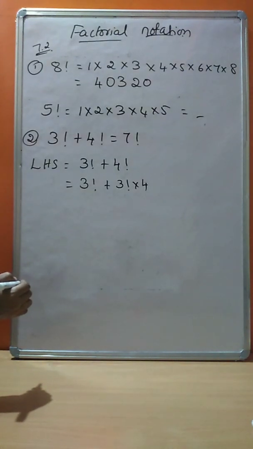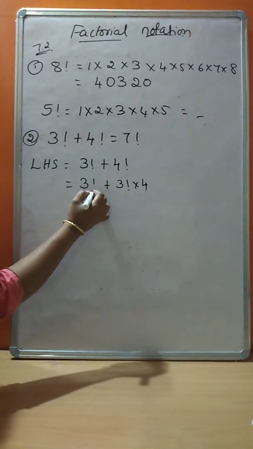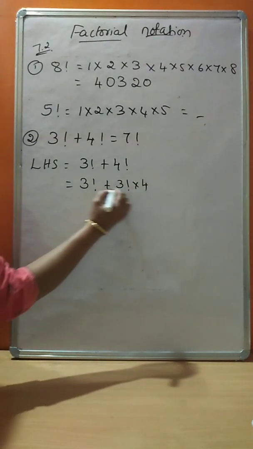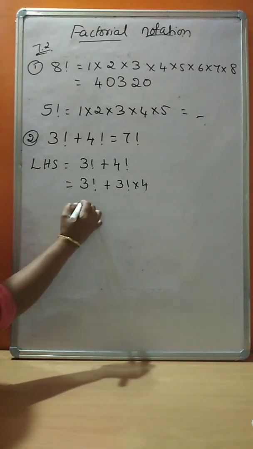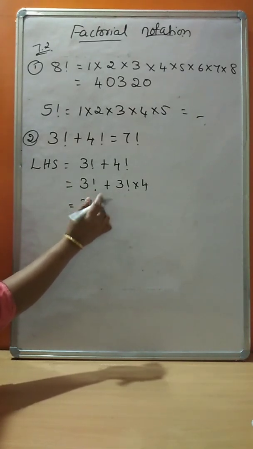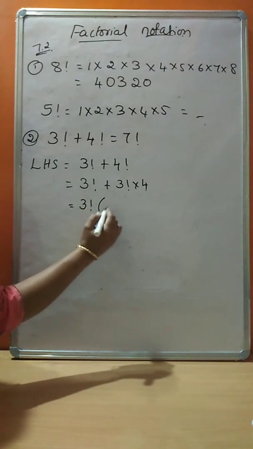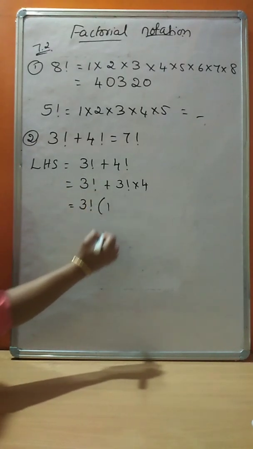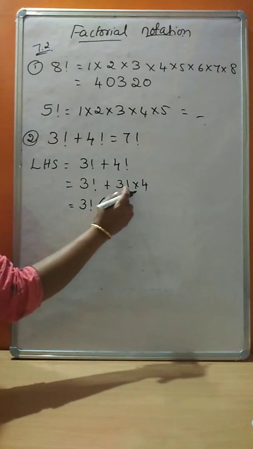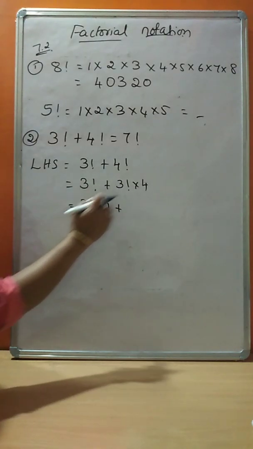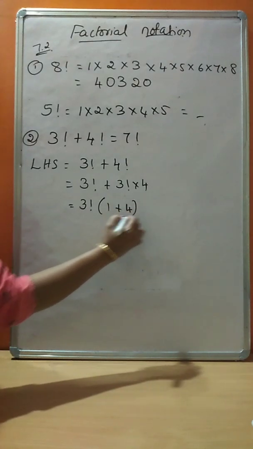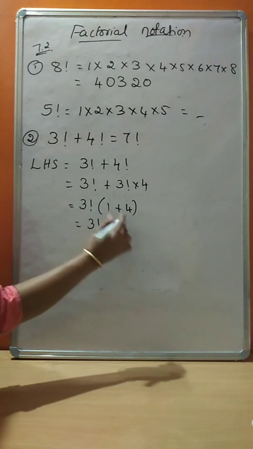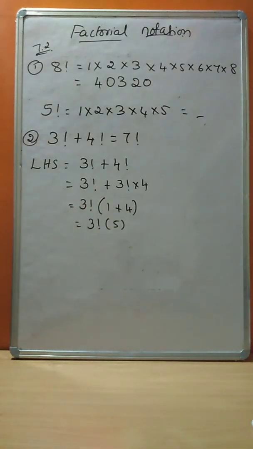Okay. 3 factorial plus 3 factorial into 4. Among them, which one is the common element? That is 3 factorial. Take it outside. If I take the 3 factorial outside, what will the remainder be? 1 plus, and from the second term, 4. So therefore 3 factorial into 5. 4 plus 1 is 5.